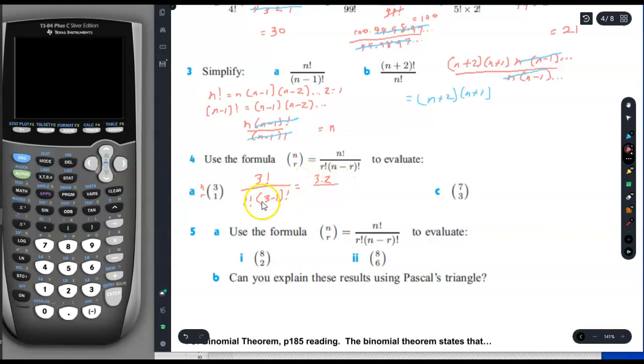We don't need to write the 1. 1 factorial is just 1. We don't need to write that. 3 minus 1 is 2 factorial, and 2 factorial is just 2 times 1. So we write the 2 here. The 2's cancel out. The thing is equal to just 3.